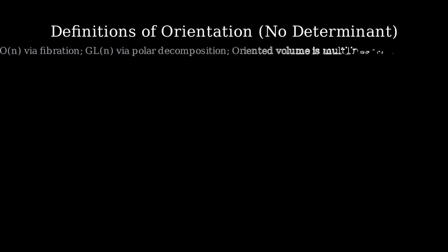Definitions of orientation without the determinant. We will prove that the orthogonal group O(n) has two connected components using a fibration. Extend this picture to the general linear group by polar decomposition. Define orientation without the determinant, and then prove that oriented volume is multilinear and alternating.